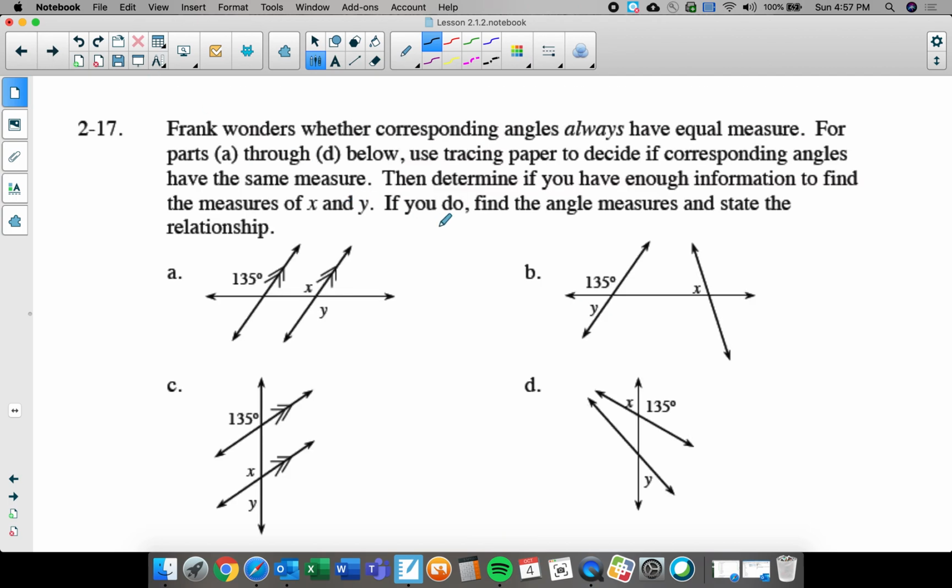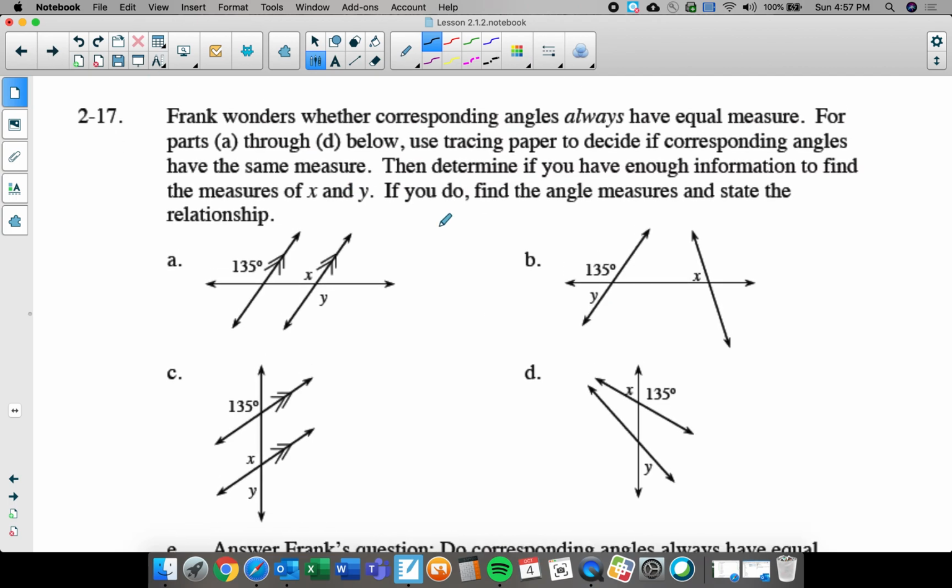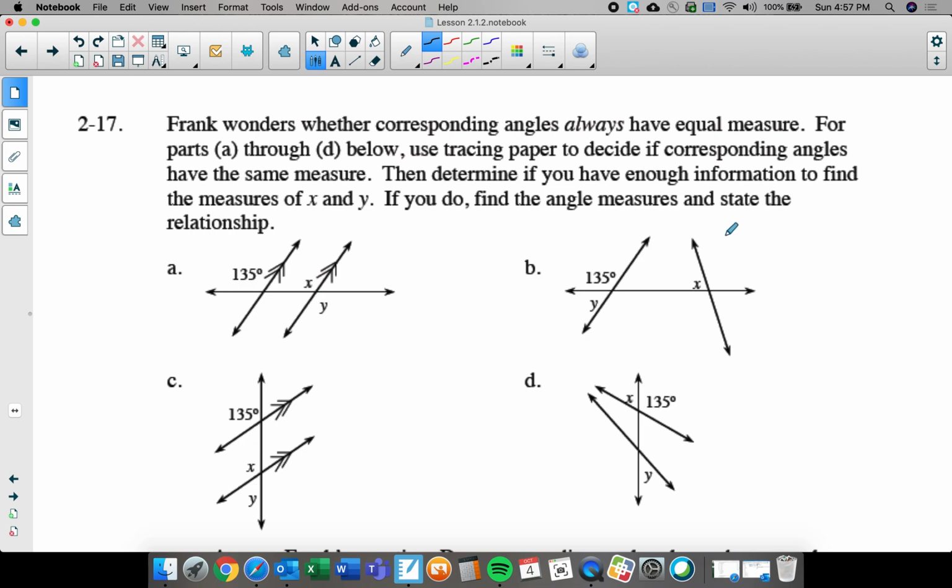So now, if you notice in problem 217 here, it says that Frank wonders whether the corresponding angles always have to be the same. The idea behind this is they ask you to use tracing paper. We're just going to use our eyesight here, if you will. If I take this 135-degree angle and slide it down this transversal, does it match up with that one? The answer is yes. So that means that's 135.